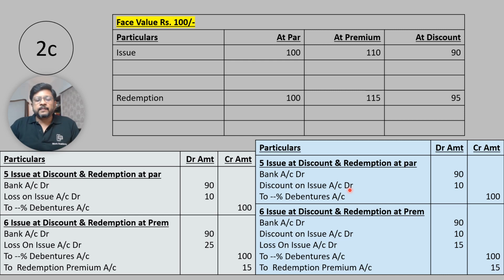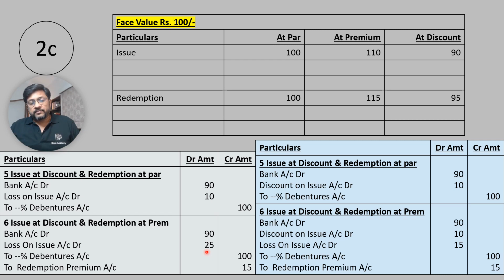Now the last situation, issued at discount, that is 90 rupees, but redemption is at premium, that is 115. Bank account always debited by the net amount, that is 90. Debenture account always credited by face value, rupees 100. Redemption premium we have promised, it's a liability, that is 15 rupees. Now the entry is not tallying. There is a 25 rupees difference, it can be debited to loss on issue account. Some authors will specify, no sir, we will not do it that way.